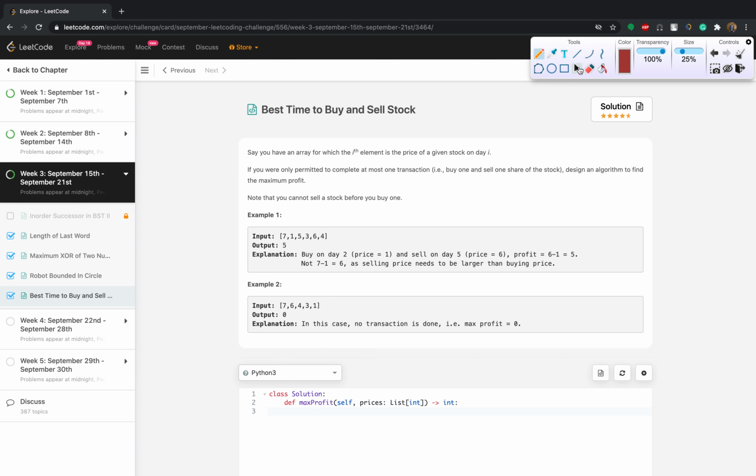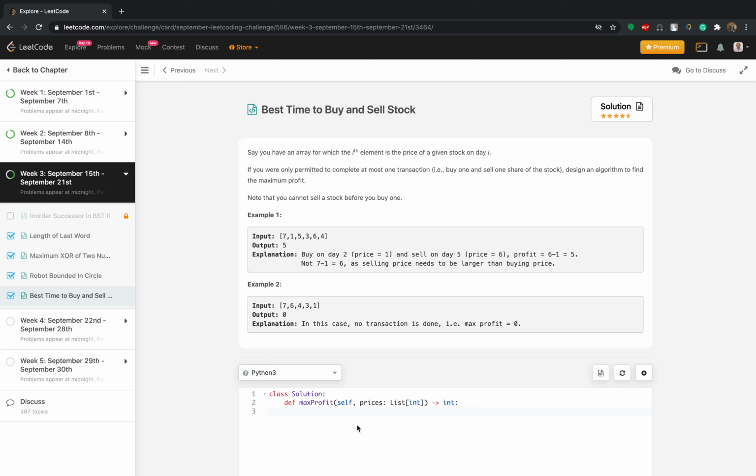Okay, so what we need to do is have a variable minimum buy, and that would be infinity now, and then have a max profit, which would be initialized as 0, and loop over this.